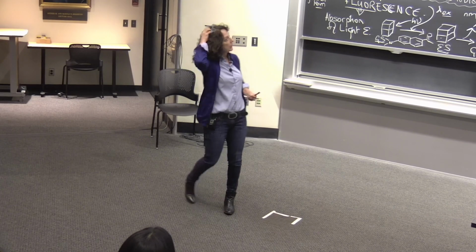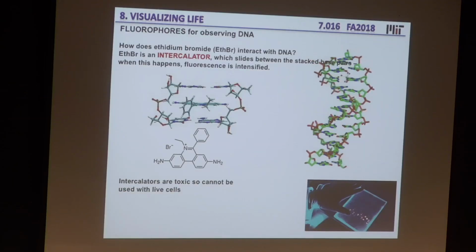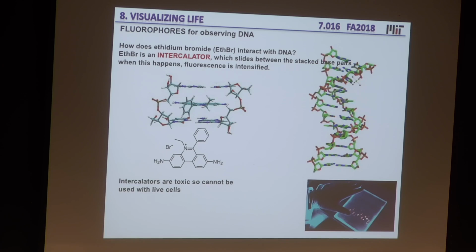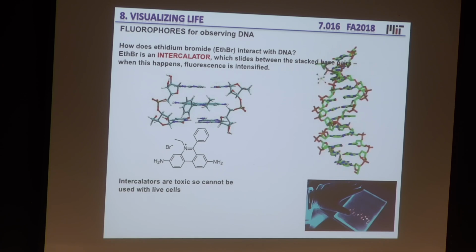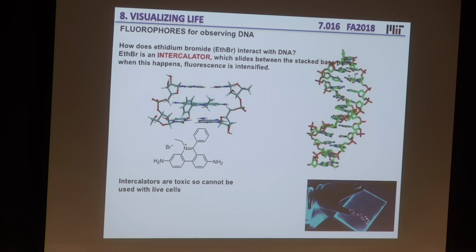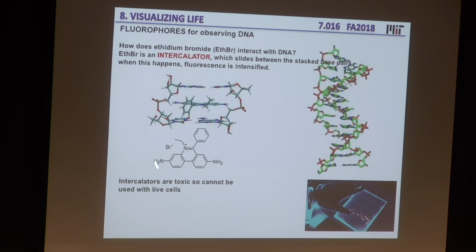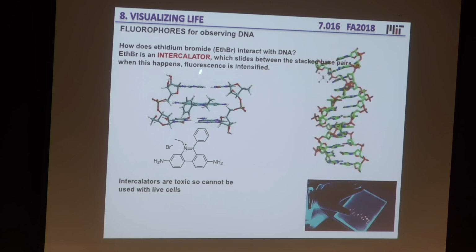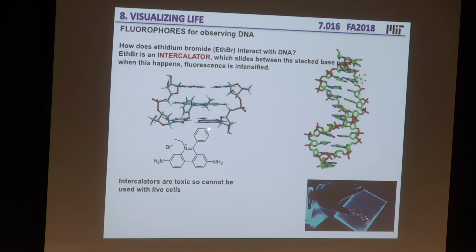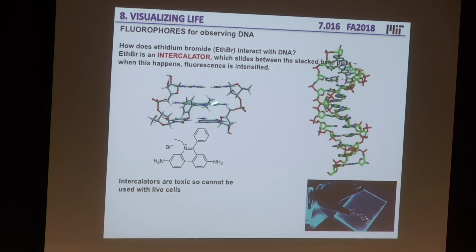Now, ethidium bromide is a dye that can get into cells, and we can look at DNA within cells. And here's a picture of how it would look. So here's the ethidium bromide, and here's a pair of stacked bases, this one, and there he is right in the middle.